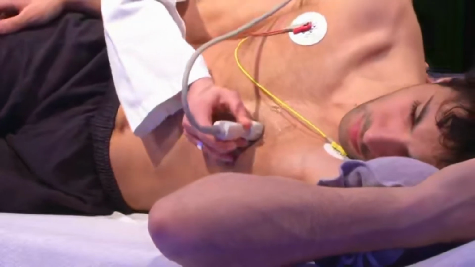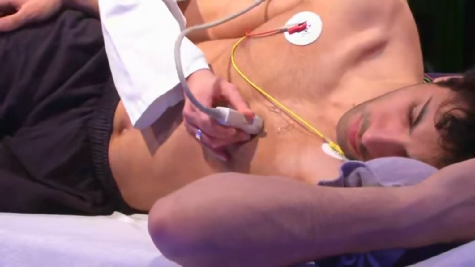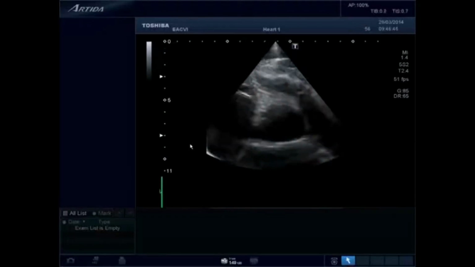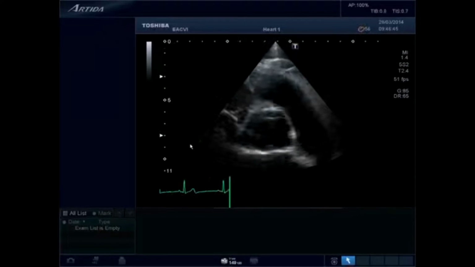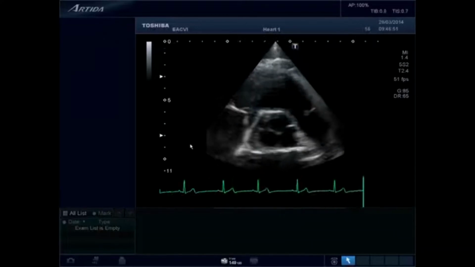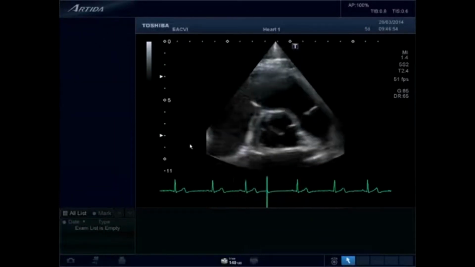So I'll try to push my patient up. And in order to be focused, I will diminish the depth. And here I'm able to have beautifully the morphology of the pulmonary valve.